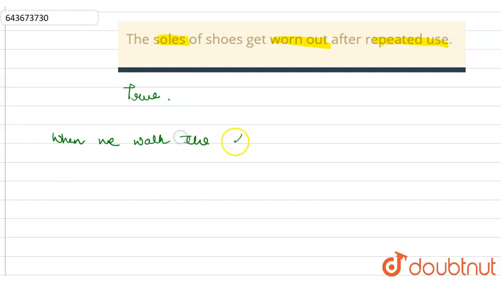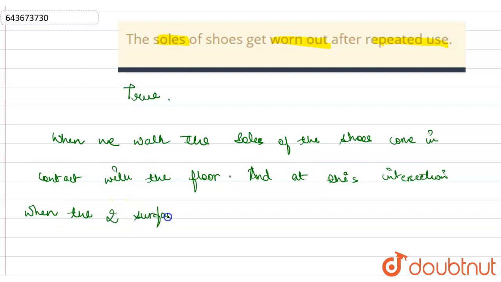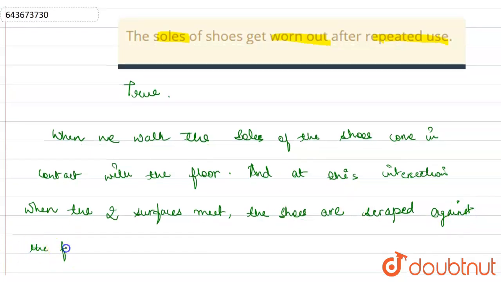when we walk, the soles of the shoes come in contact with the floor, and at this intersection, when the two surfaces meet, the shoes are scraped against the floor and hence makes it rough.